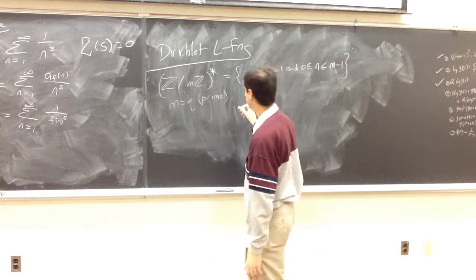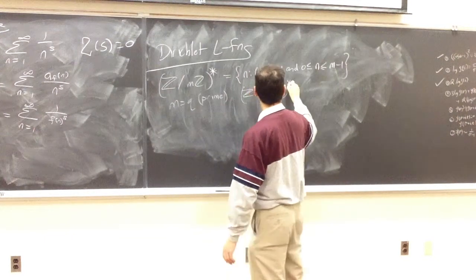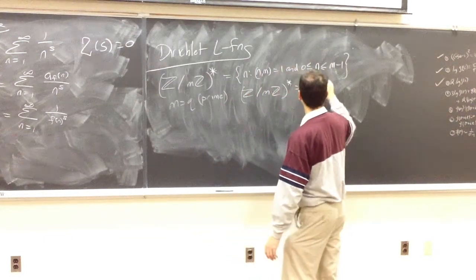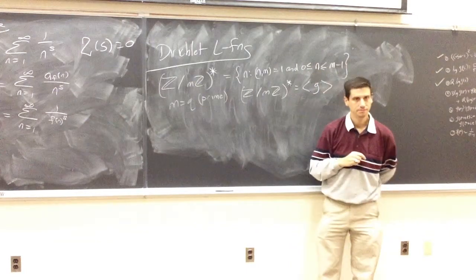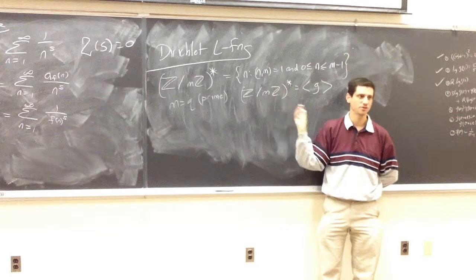So it turns out, in this case, Z mod mZ star is actually generated by some element. So this is a very important result. How many of you have seen this in your abstract algebra class?